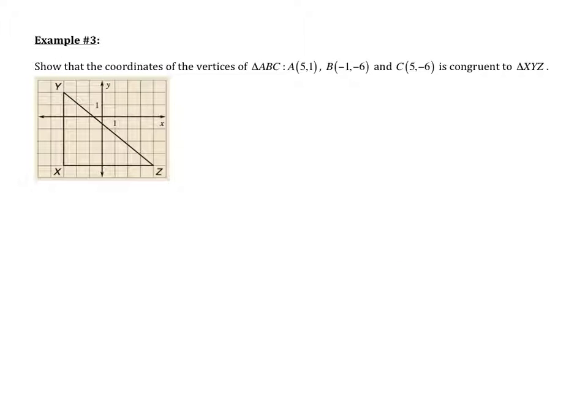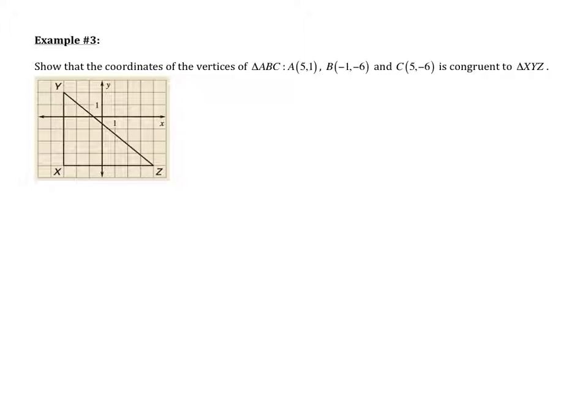Example number 3: show that triangle ABC, where A is at (5, 1), B is at (-1, -6), and C is at (5, -6), is congruent to triangle XYZ. Notice they only gave us a picture of triangle XYZ. We don't have a picture of triangle ABC.